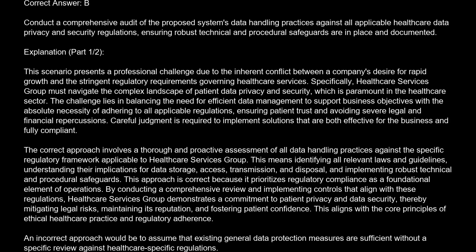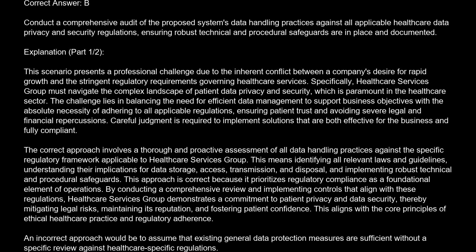Correct answer is B. Conduct a comprehensive audit of the proposed system's data handling practices against all applicable healthcare data privacy and security regulations, ensuring robust technical and procedural safeguards are in place and documented. Explanation. This scenario presents a professional challenge due to the inherent conflict between a company's desire for rapid growth and the stringent regulatory requirements governing healthcare services.